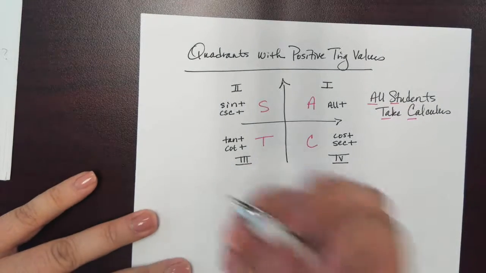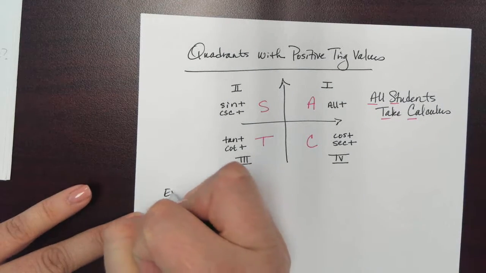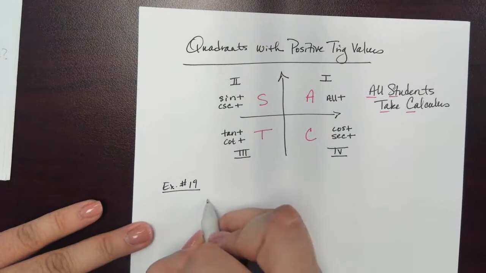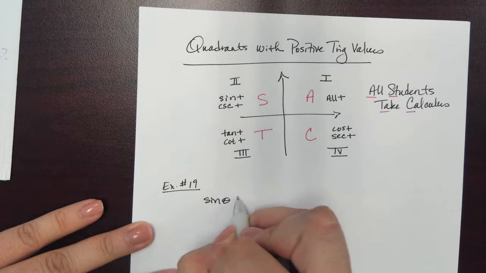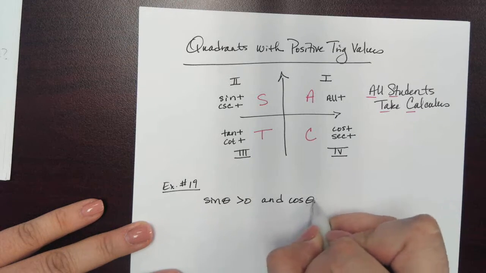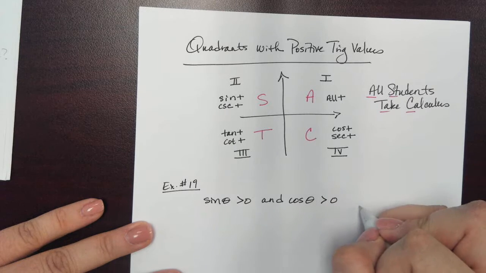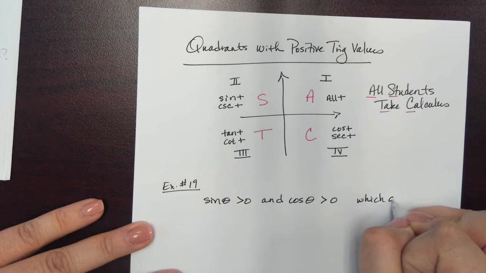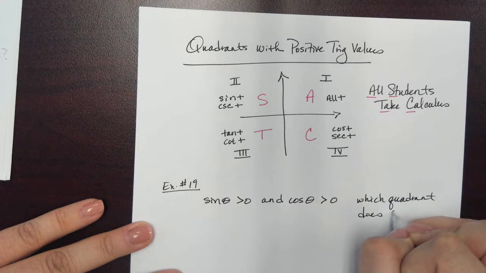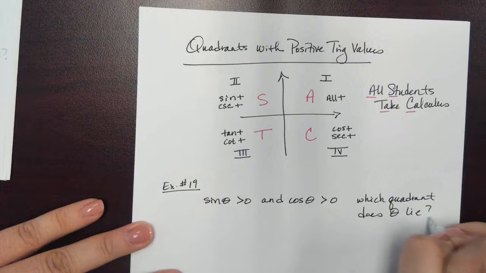So then we can have problems like example number 19. Number 19 tells us sine theta is greater than 0 and cosine theta is greater than 0. In which quadrant does theta lie?